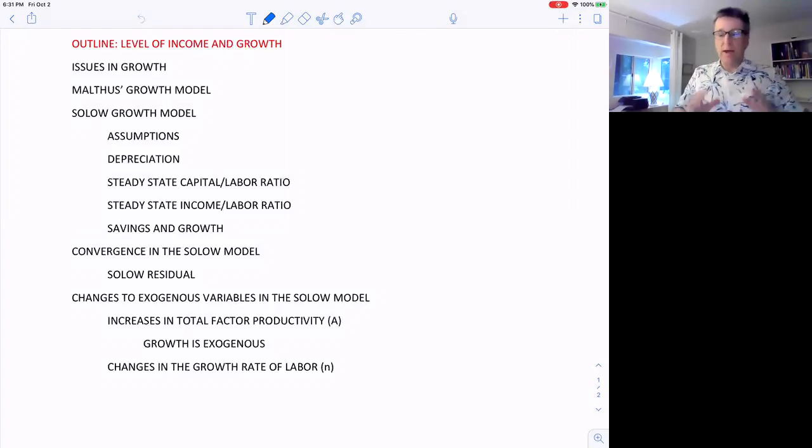So, okay, in this next video, what we're going to be doing is going over the Solow model. This model came out in the 50s. Solow got the Nobel Prize in economics. We'll go through the assumptions of his model, and we'll explain how depreciation fits into the model. And then we'll go and try to find the endogenous variables in this model, which are the steady state capital labor ratio and the steady state income per labor ratio.